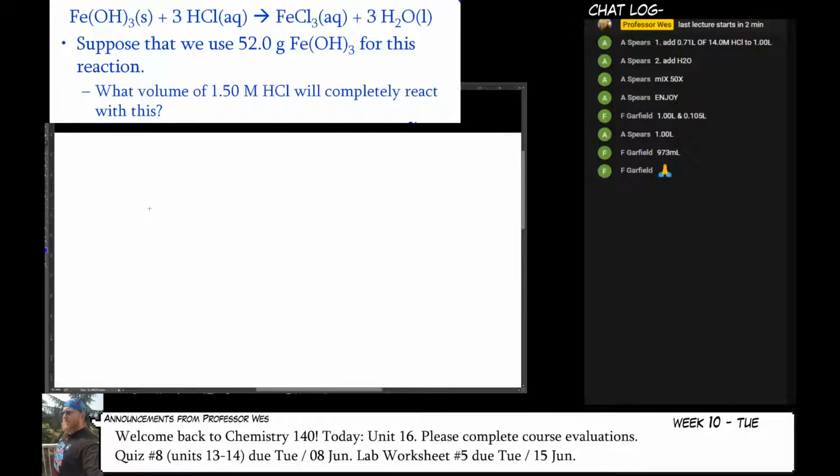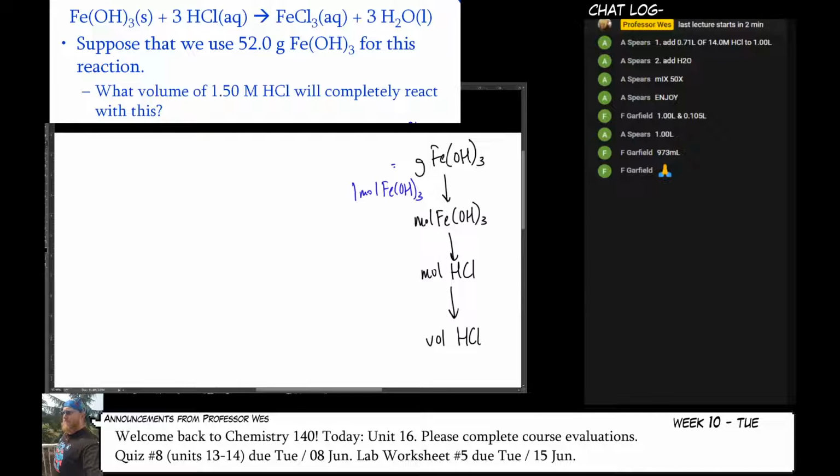All right, so we are using solid iron 3 hydroxide, and I want to find the volume of HCl that will react with it. Well, we're going to turn grams of iron 3 hydroxide into moles. We'll turn that into moles of HCl, and then we'll turn it into a volume. And let's write down all the conversions. So in 1 mole of iron 3 hydroxide, there are, and I just had this, and I of course erased it.